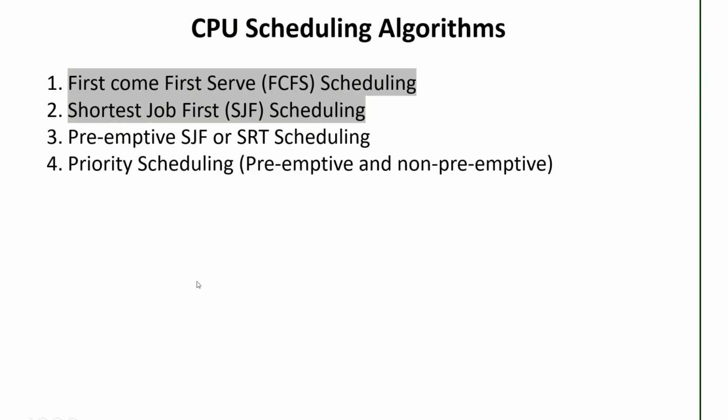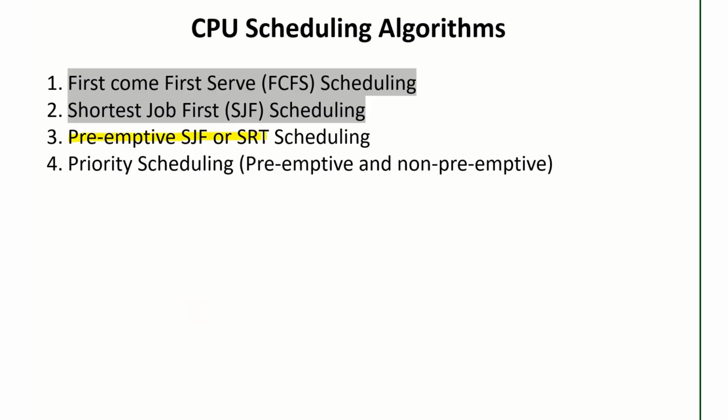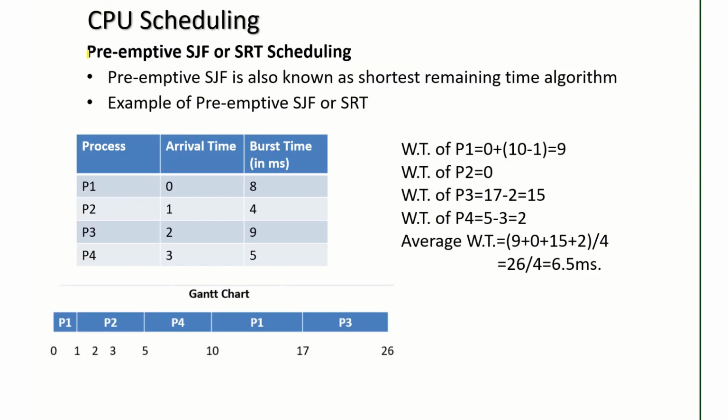Okay, in the last video, we have seen first come first serve scheduling algorithm and shortest job first scheduling algorithm. Now in this video, we will see preemptive SJF or SRT scheduling and priority scheduling. Here we are going to see both the examples, preemptive and non-preemptive type. Preemptive SJF is also known as shortest remaining time algorithm.